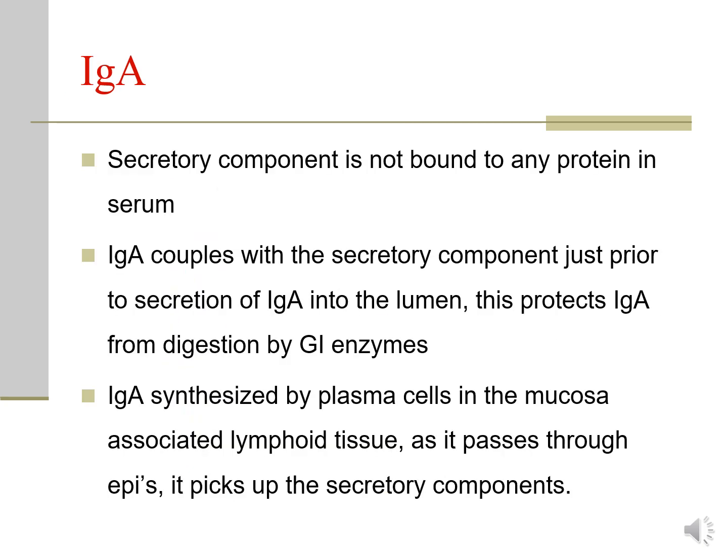The secretory component of IgA is not bound to any protein in serum. The S component is derived from epithelial cells, not from plasma cells that synthesize the IgA in the first place. IgA couples with the secretory component just prior to secretion into the lumen. This protects IgA from digestion by GI enzymes. IgA is synthesized by plasma cells in the mucosa-associated lymphoid tissue. As it passes through epithelial cells, it picks up the secretory component. The secretory component protects IgA from degradation by gastric enzymes in the mucosa of the GI tract.